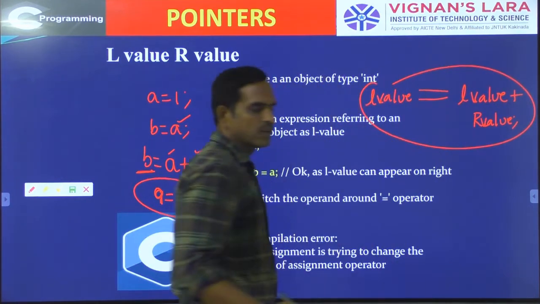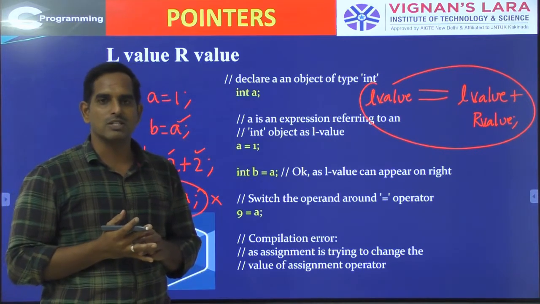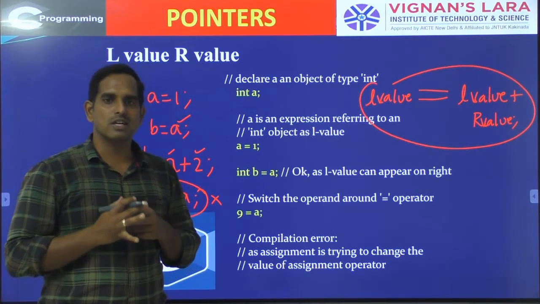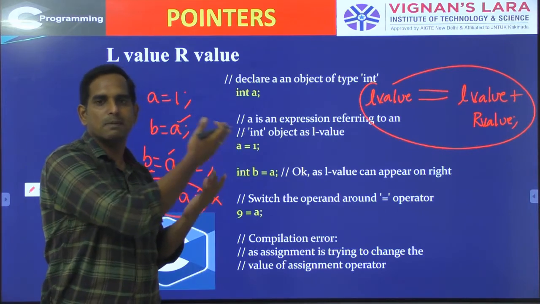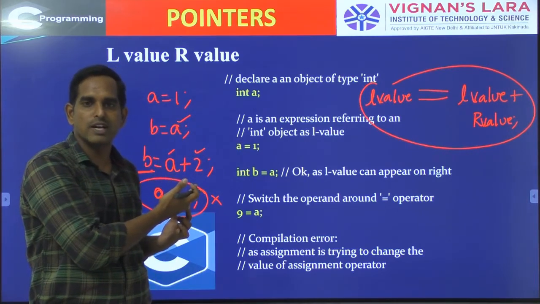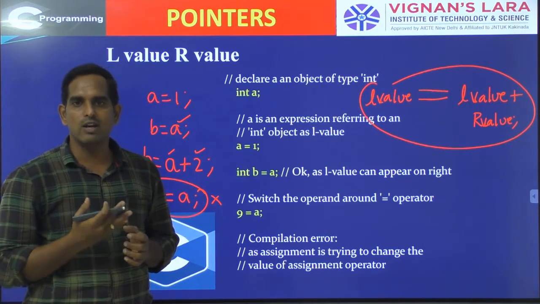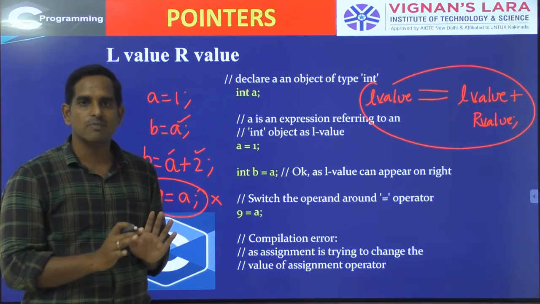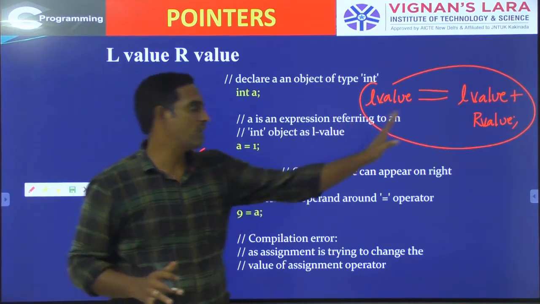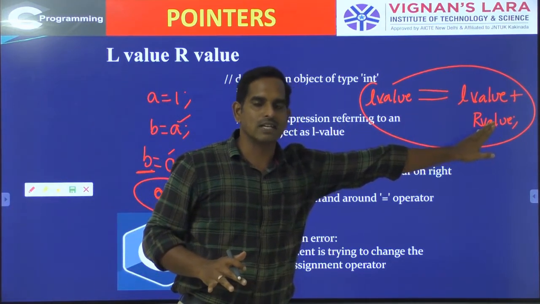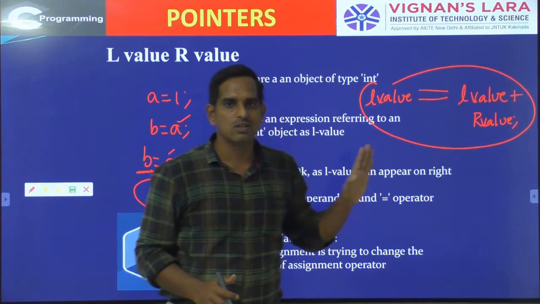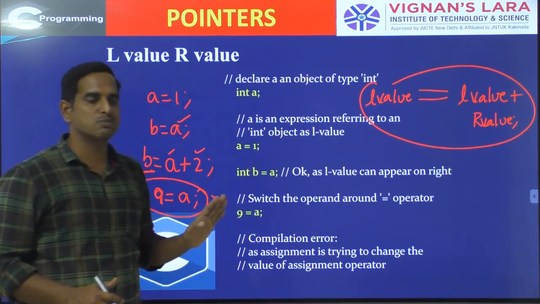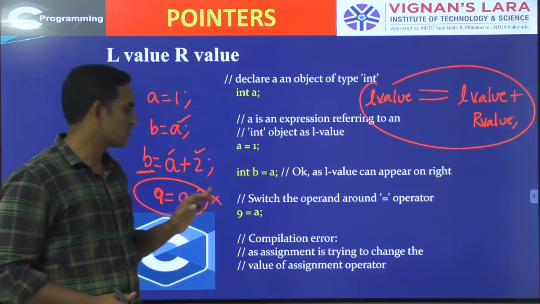So this is about your L value and R value expressions. L value expressions are those expressions which have some memory location and are present on the left hand side of your assignment operation. R values are those expressions which are not L value expressions and they will be present on the right hand side, but L values can appear on the right hand side as well. So this is about L value expressions and R value expressions.